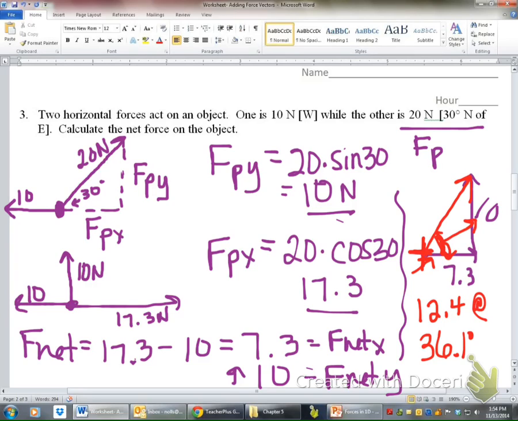36.1 degrees what? North. Yeah, exactly. Second tangent to find that angle. Good. Okay, so we use Pythagorean theorem to find the 12.4, and then we use second tangent to find the degree.